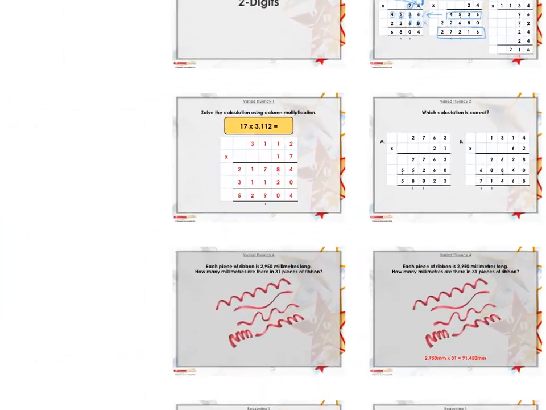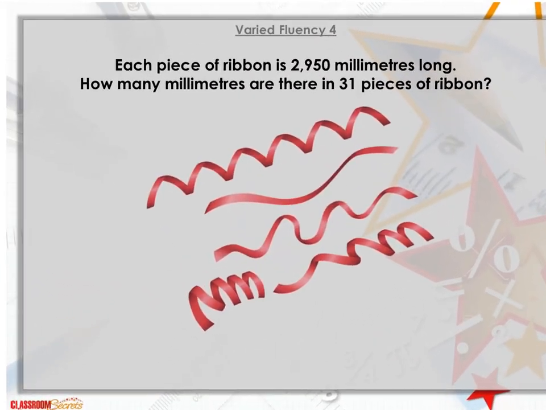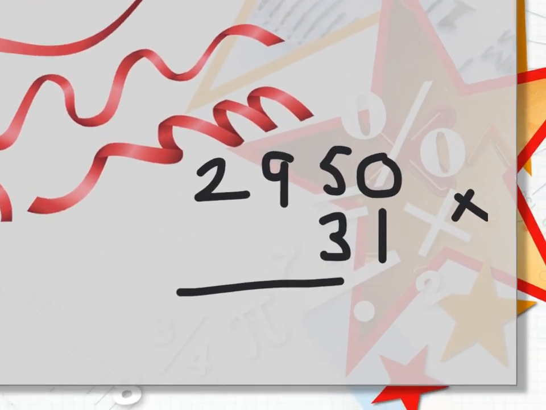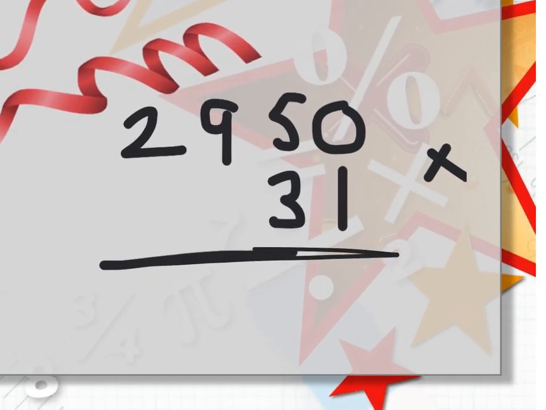Let's look at our next question type that you might come across. So we're looking at a bit of a word problem here. Each piece of ribbon is 2,950 millimeters long. How many millimeters are there in 31 pieces of ribbon? So if you've got 31 pieces of ribbon and each of them are 2,950 millimeters long, how many millimeters are there all together in all 31? So you're going to have to do 2,950 times 31. So let's see how you've got on with this one then.